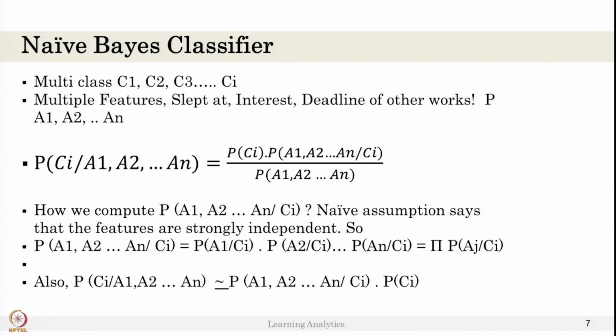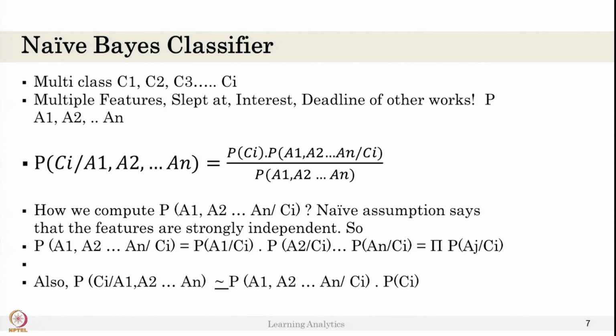If you want to classify into multiple classes like C1, C2, C3 and you have multiple features, like interest, or deadlines of other work, or the student sleeping at the time, or the student working on different activities, or the student's engagement in the class, attendance, midsem marks, a lot of things are coming here. If you have multiple features and multiple classes to predict, it is called multivariate, but if you have that kind of problem, simple Bayes can be extended to solve it.